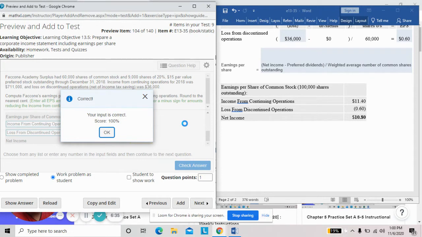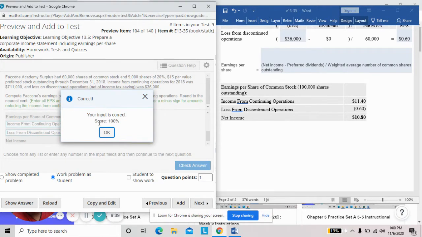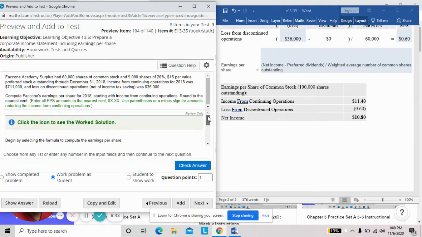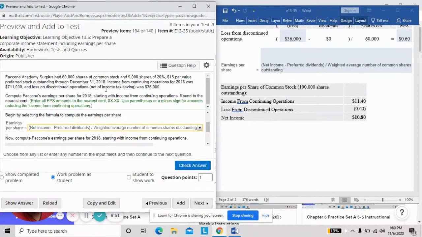Make sure to take good notes on this problem. Review how I covered it. I know it might have been a little confusing at first, finding this 60,000 number that we used when we figured out the income and loss from discontinued operations. But keep in mind that it is 60,000. Oh, that's here, 60,000 shares of common stock.